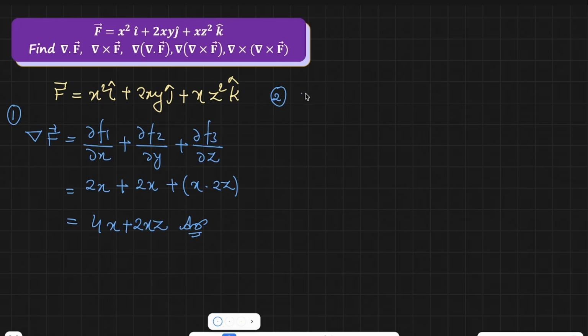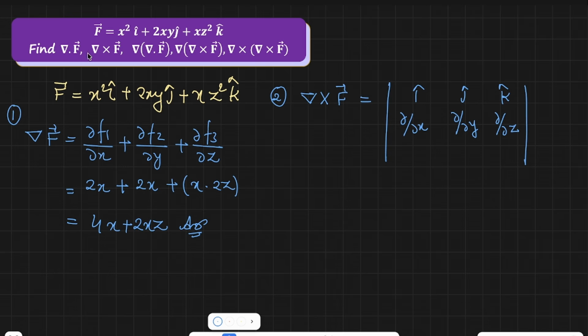Now question number 2, find out the curl of this one. To find the curl, you have to write down the formula: i cap, j cap and k cap, then the derivative terms dou by dou x, dou by dou y, dou by dou z. Now put the values. F1 is x square, F2 is 2xy, F3 is xz square.